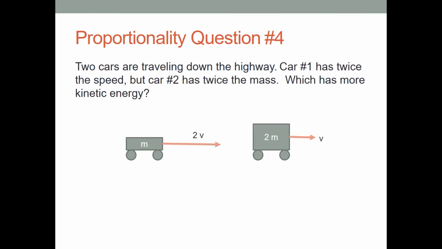All right, so this is the last question along this line of thought. Now I've got one that has 2 times the speed, but the other one has 2 times the mass. Simple question this time, which one has more kinetic energy? Tell your partner what you think about this one.